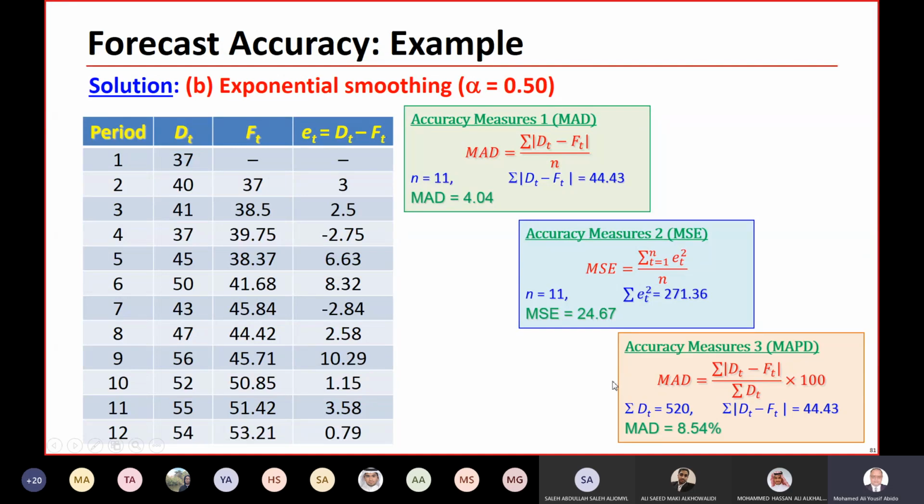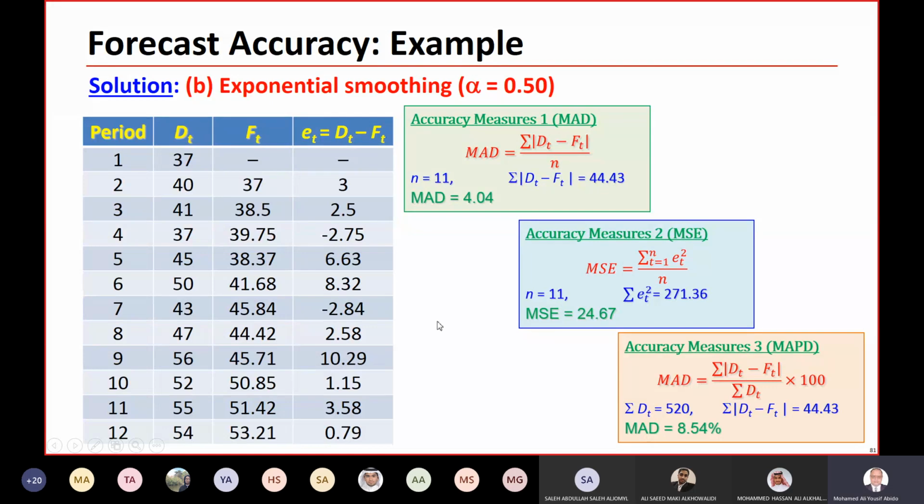For the other method also, MAPD is missing here. You can have it 8.5. Before it was 10 point something. So alpha equal to 0.5 gives you better results than alpha equal to 0.3.